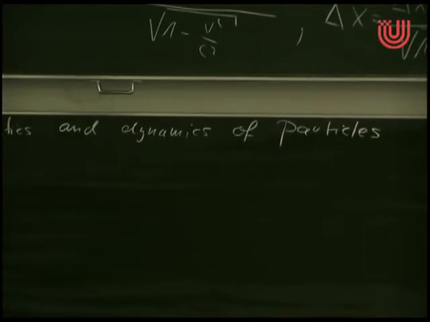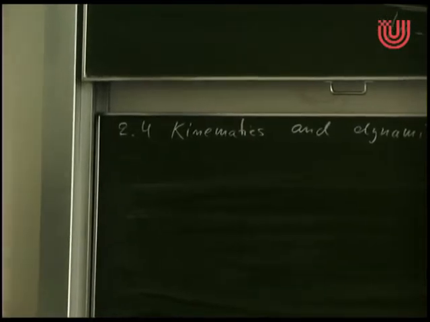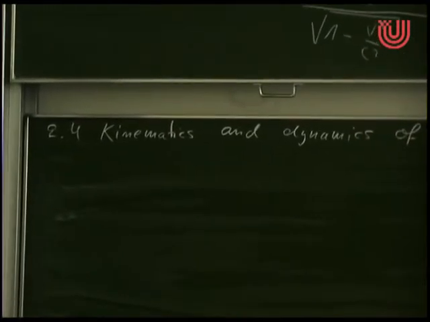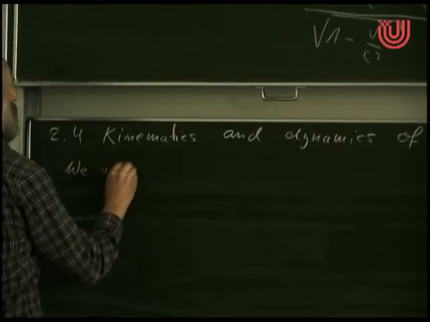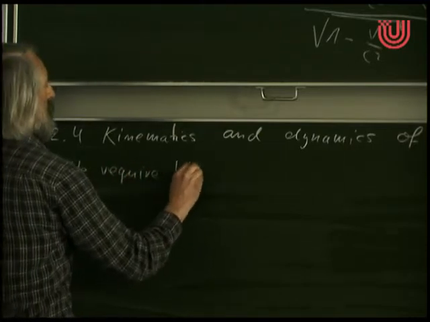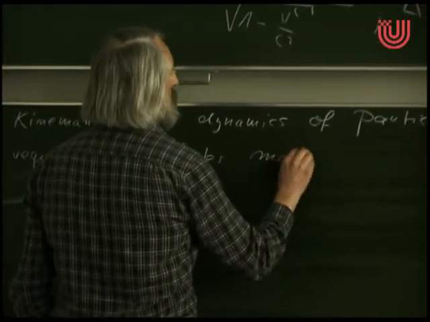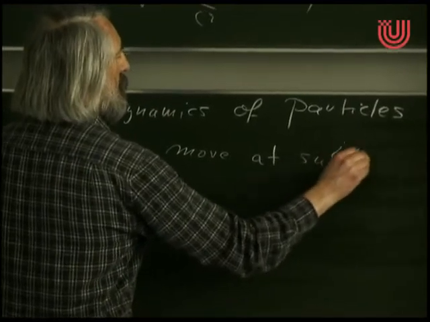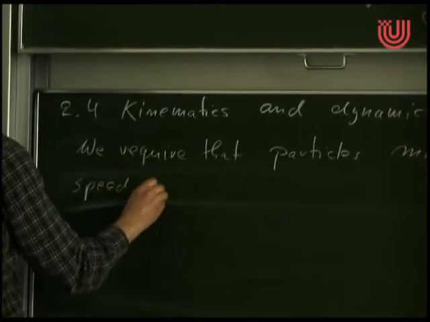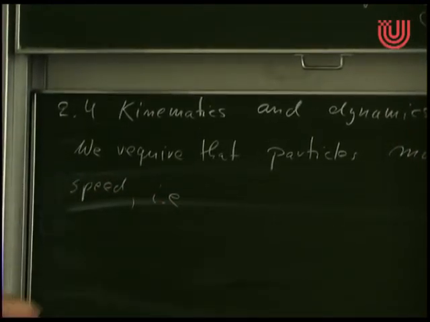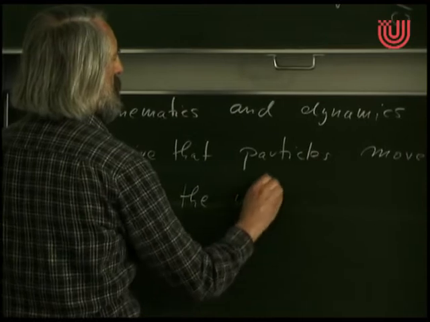So when it says particle, without any specification, then one usually means an object which moves at subluminal velocity. So one excludes the case that it is a photon. So we require that particles move at subluminal speed. And what does it mean? Well, it means that the world line of this particle must satisfy a certain inequality. The world line.